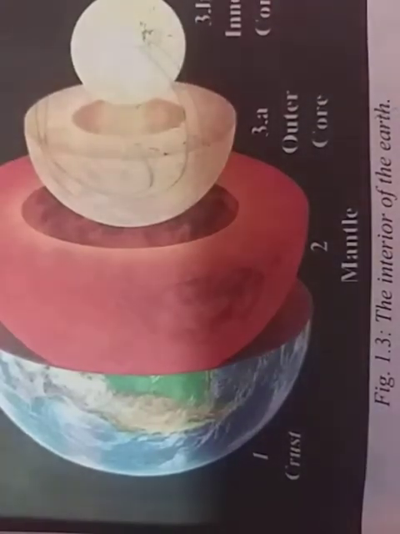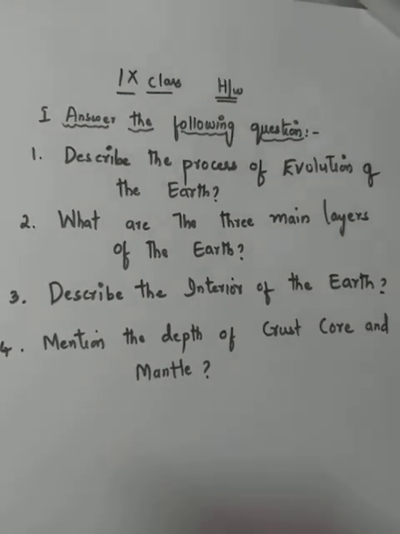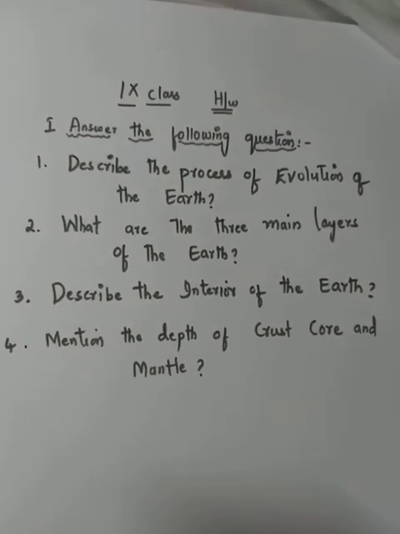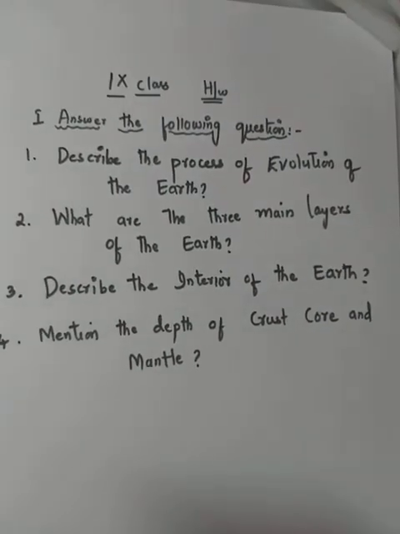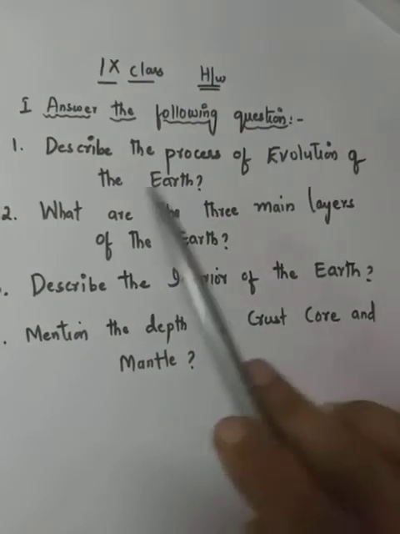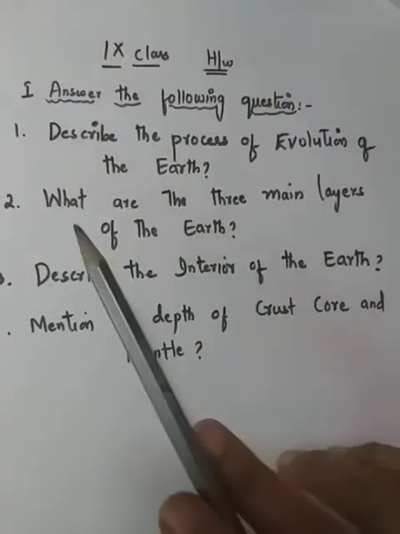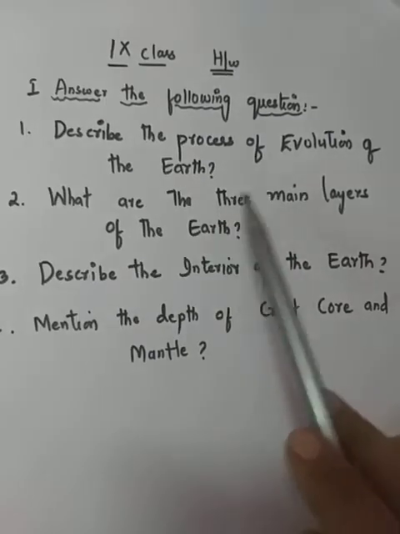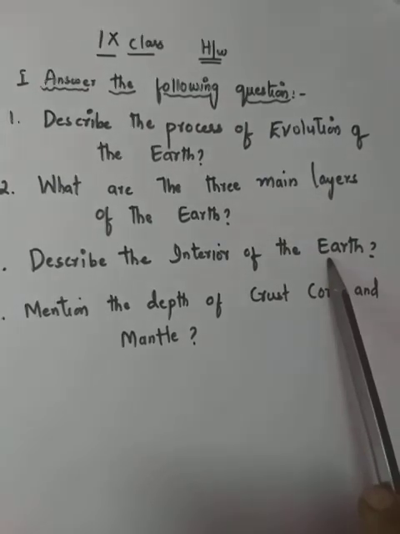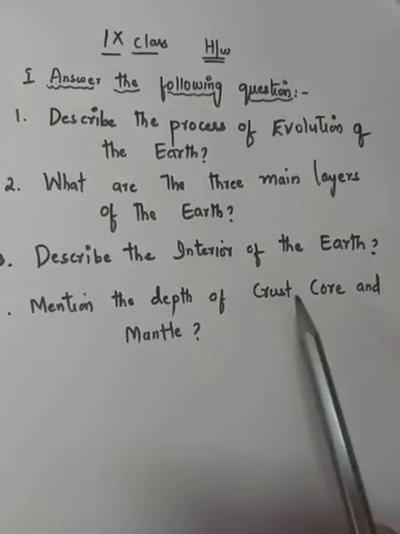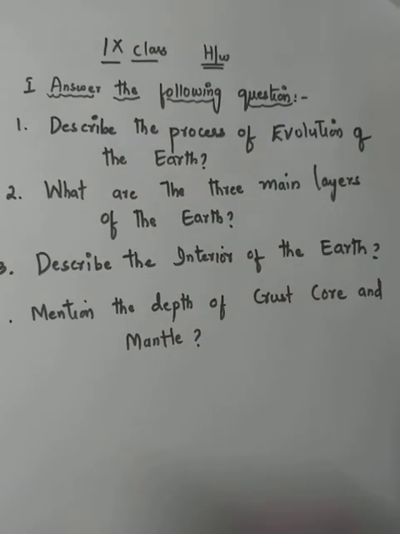Okay, now 9th class, this is your today's homework. See what you have to do. From today's topics only, I am giving 4 very simple questions to you. Describe the process of evolution of the earth. Just now I explained in the form of a flow chart. Explain what the main layers of the earth are. Just write down the layer names. Describe the interior of the earth. How is the interior? Mention the depth of the crust, core and mantle. Okay, you have to complete it in the classwork.